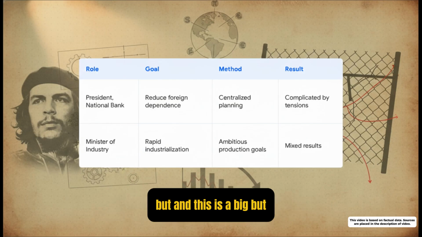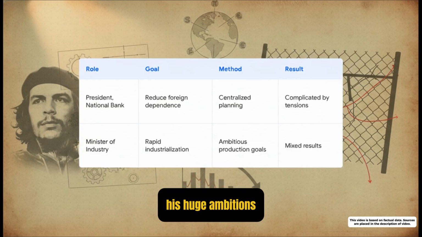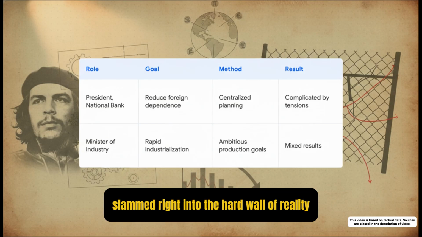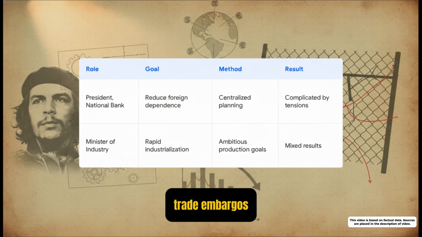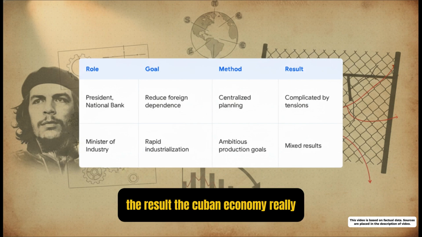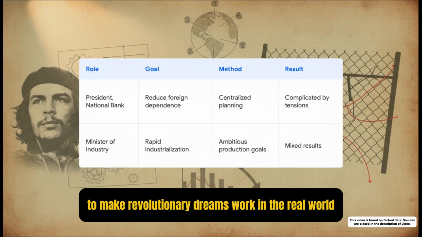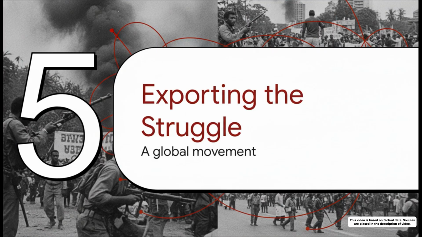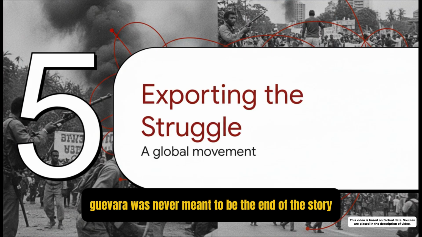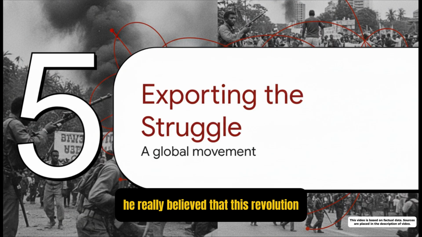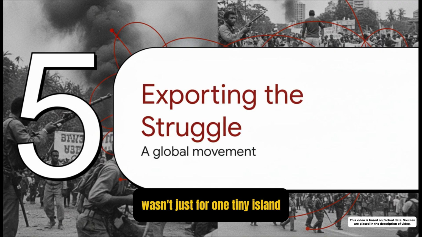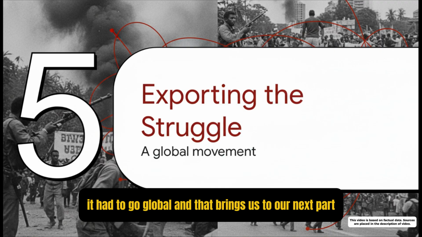But, and this is a big but, his huge ambitions slammed right into the hard wall of reality. Global politics, trade embargoes. The result? The Cuban economy really struggled. It's kind of the classic example of how hard it is to make revolutionary dreams work in the real world. But for Che, Cuba was never meant to be the end of the story. He really believed that this revolution wasn't just for one tiny island. It had to go global.